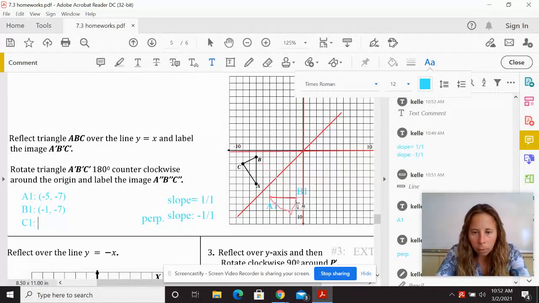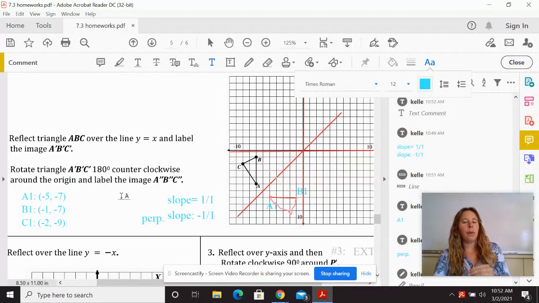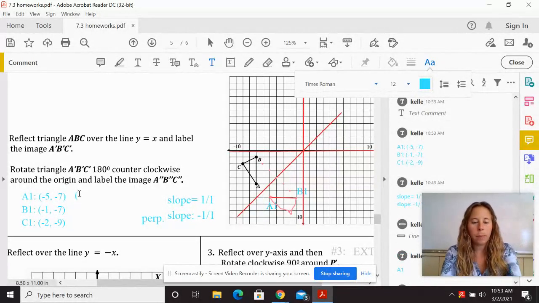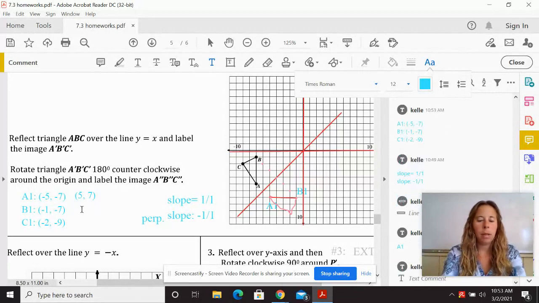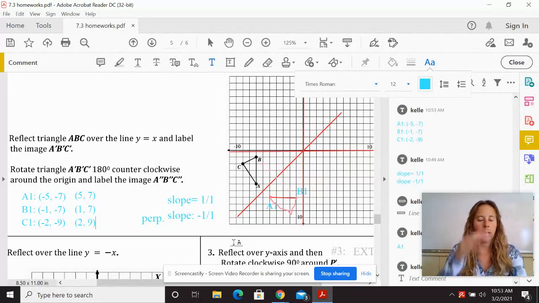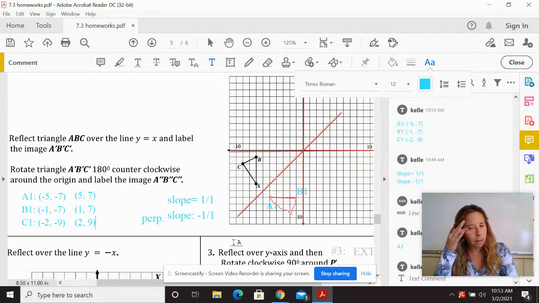It's -2, -9. Okay, so then if you're rotating it 180 degrees around the origin, they just become the opposite. So this would become +5, +7. This would become -1 becomes +1, -7 becomes +7, and 2, 9. Okay, so then you would graph those 3 points and draw your triangle again.